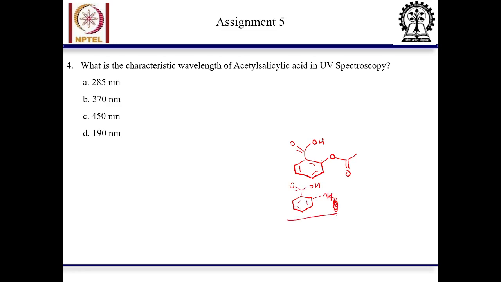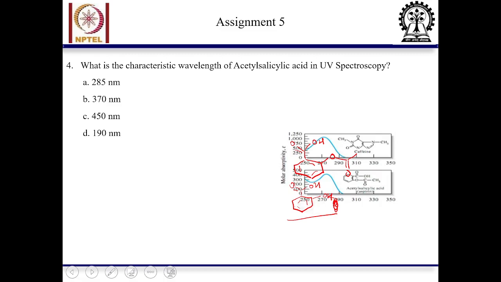This is salicylic acid. And if here we have this H, then this is salicylaldehyde, and this is acetyl salicylic acid. Sunil is right. Basically, this is aspirin, a drug people take during headache, a painkiller.